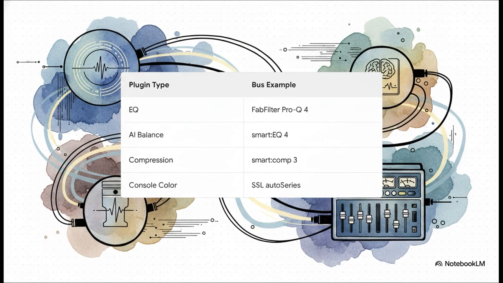Now, don't get me wrong, the tools you use do matter, and specific plugins can really empower this whole workflow. For EQ, you might throw a FabFilter Pro-Q 4 on a bus to reduce some mud. For AI balance, Sonible smart:EQ 4 is a fantastic guide. For compression, Sonible smart:comp 3 provides some really nice transparent glue. And if you want that warm analog console color, the SSL Native series is fantastic. But please hear this loud and clear. Plugins are just tools inside your routing workflow. The routing itself is where the actual magic happens. Don't fall into the trap of thinking that buying a new plugin is going to fix a fundamentally messy session.